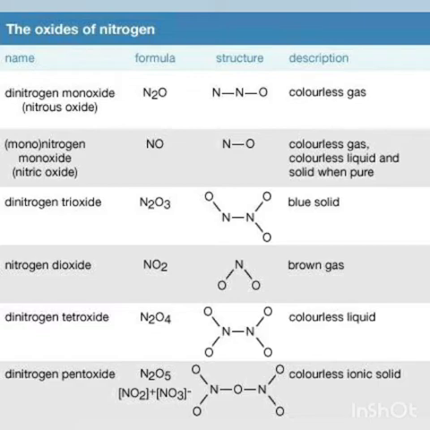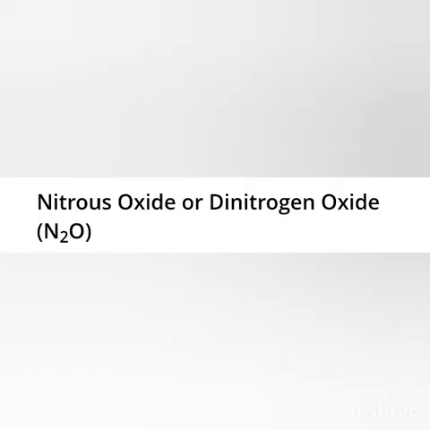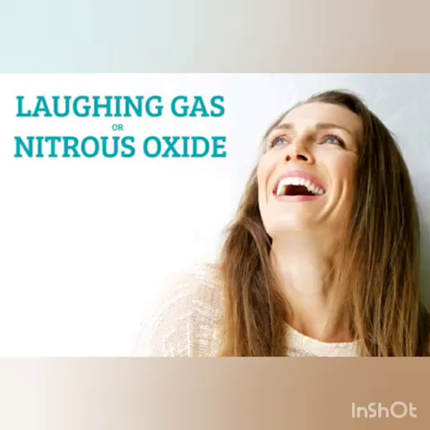You can see the structure, formula and description of the structure of these oxides in these structures. Now we'll study the important properties of these oxides one by one. So first we take up the nitrous oxide or dinitrogen oxide. Its formula is N2O. You know students, it is also called laughing gas.